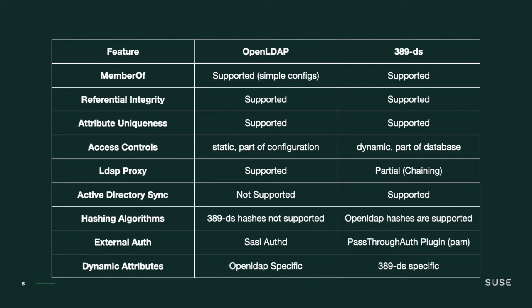And of course, in terms of dynamic attribute generation, both OpenLDAP and 389 support this, but they use project-specific mechanisms for it, again, meaning that there will have to be investigation and research to determine how your different templates need to be migrated across.